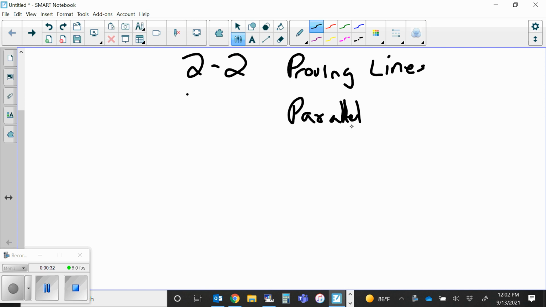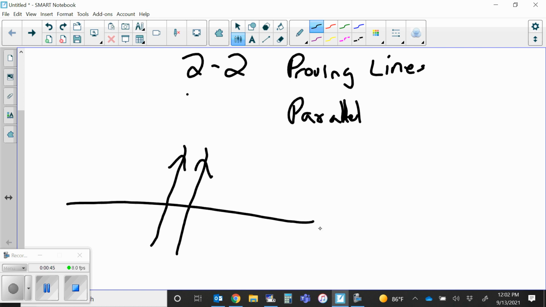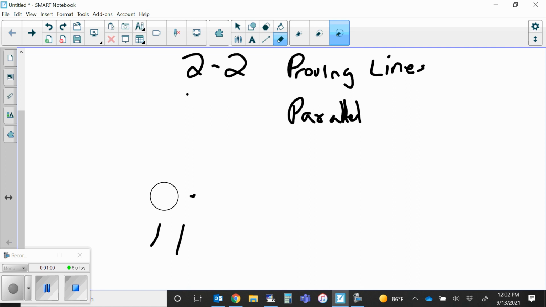All right, so parallel. We're proving lines to be parallel. What happened on Friday? I told you that the lines were what? And since the lines were parallel, you could tell me this angle is equal to this angle, correct? Without me telling you that the lines are parallel, could you tell me the angles were congruent? Isn't that what we did at the beginning of the class with the bell work problem?